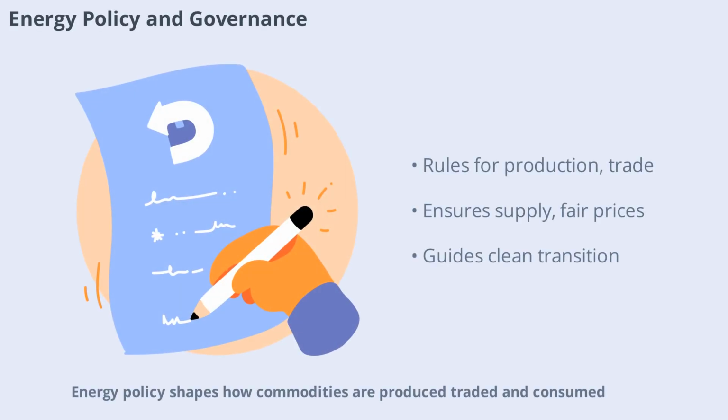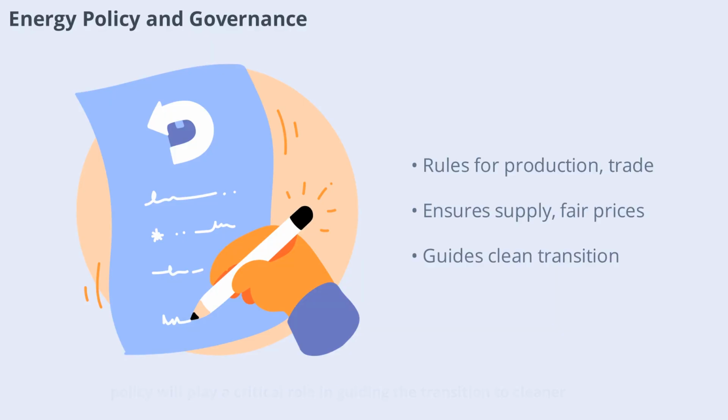Energy policy shapes how commodities are produced, traded, and consumed. Governments set rules on everything from emissions to market competition. Effective governance ensures reliable supply, fair prices, and environmental protection. As the energy landscape evolves, policy will play a critical role in guiding the transition to cleaner, more sustainable systems.